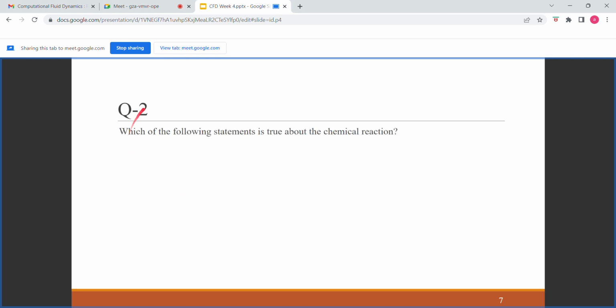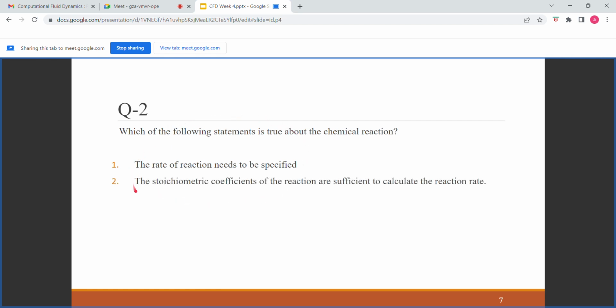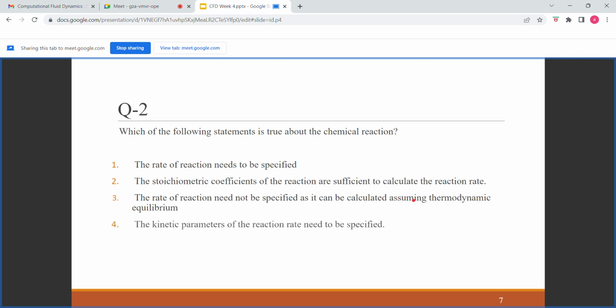Which of the following statements is true about chemical reactions? In this problem, a series of statements is given, and we need to identify which of the following statements are true. The rate of reaction needs to be specified. The stoichiometric coefficients of the reactions are sufficient to calculate the reaction rate. The rate of reaction need not be specified, as it can be calculated using thermodynamic equilibrium. Kinetic parameters of the reaction rate need to be specified.